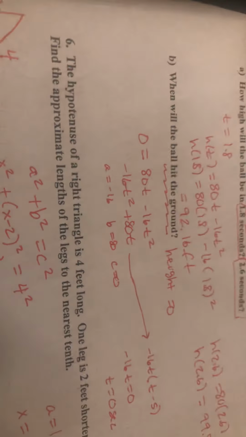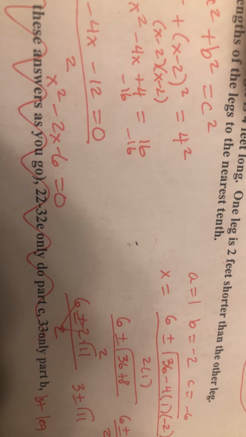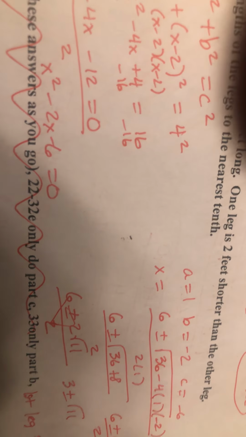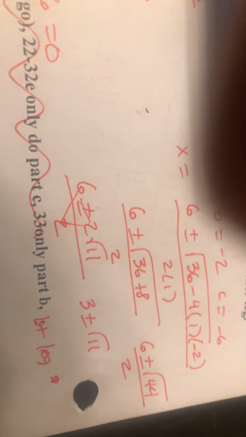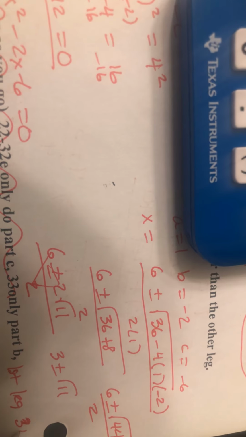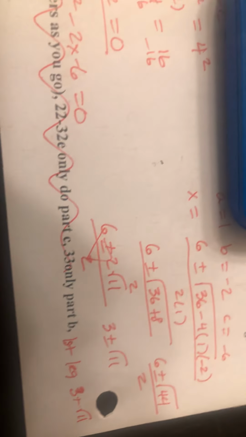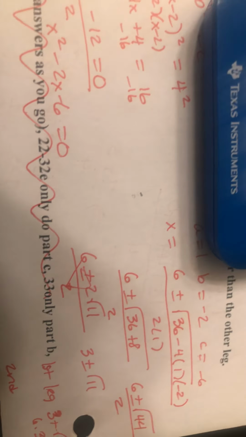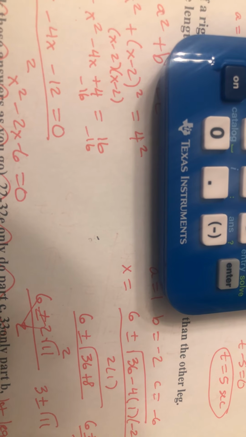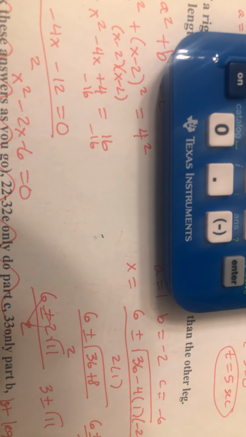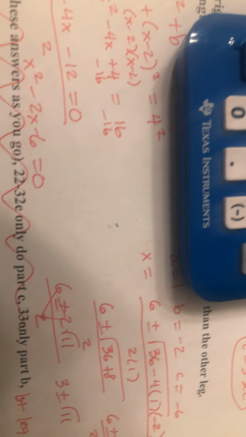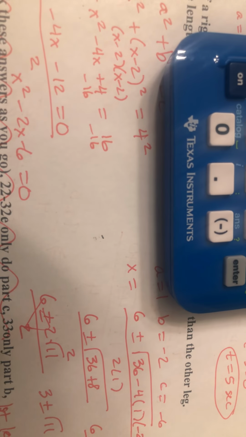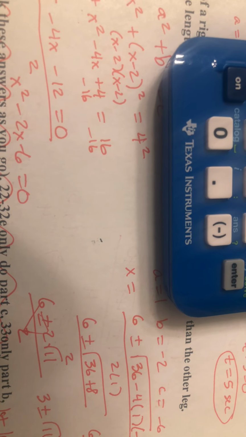So the first leg is 3 plus the square root of 11, which is about 6.3. And the second leg is 3 plus the square root of 11 minus 2, so 1 plus the square root of 11. So that would be minus 2, so that would be 4.3.